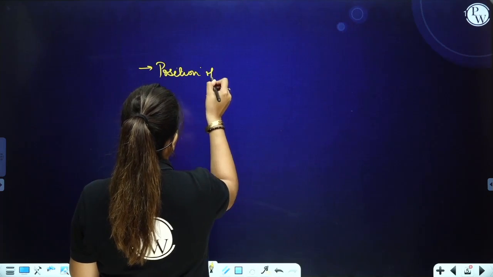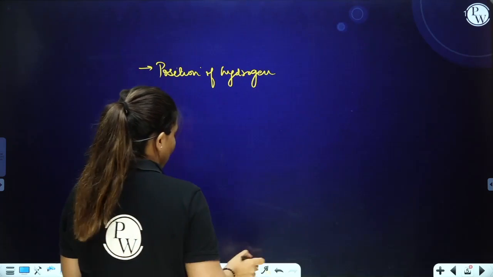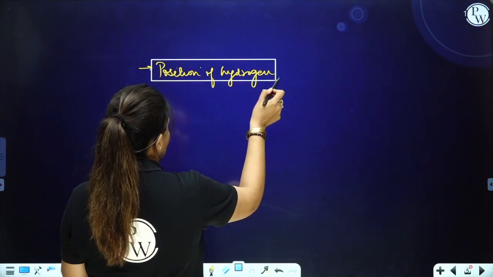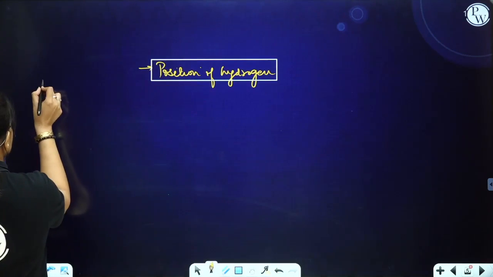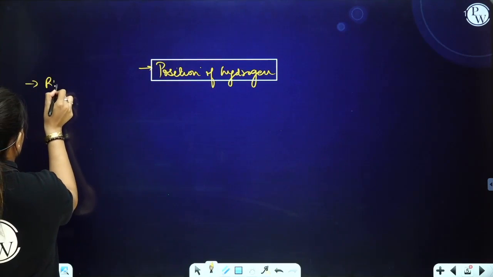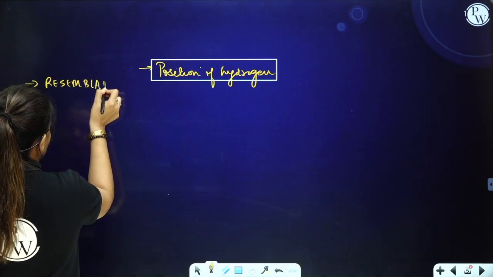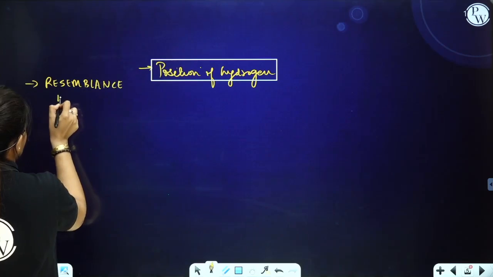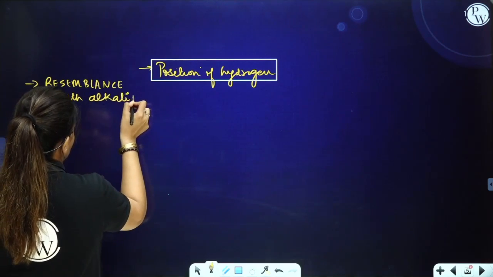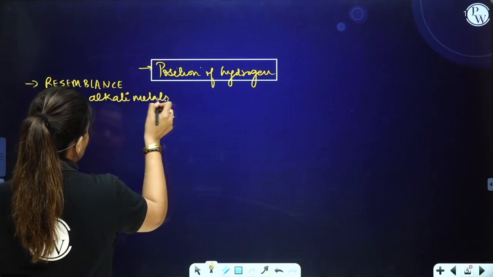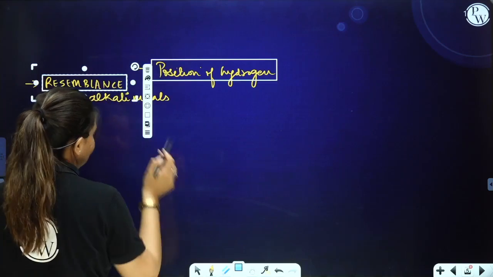Position of hydrogen. If we want to discuss the position of hydrogen, what should come into our mind? Let's say I discuss its resemblance with the alkali metals. First we need to discuss the resemblance with alkali metals.